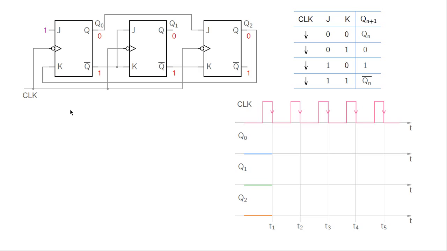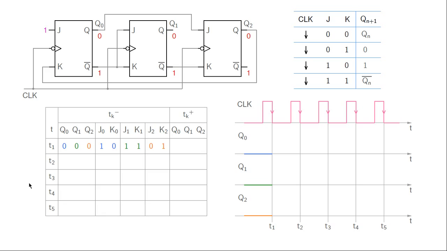Since the same clock is going to all 3 flip-flops, we know that all transitions in Q0 or Q1 or Q2 are going to happen only after these active clock edges, which are marked here with arrows. And now let us proceed with the first transition, that is after this first active edge. Let us try to figure out what Q0, Q1, Q2 are going to be after T1.